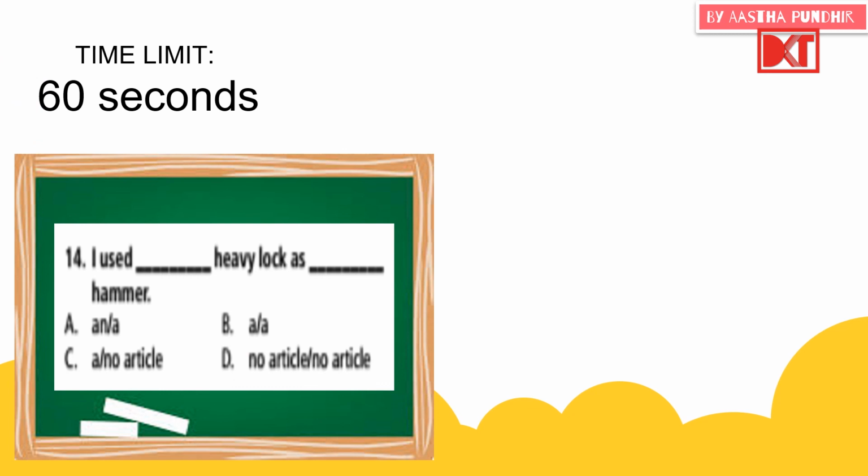Okay, now next we have I used dash heavy lock as dash hammer. Here we're just talking in general about both of these, heavy lock and hammer. We are not giving any general or specific reference. So we will use indefinite articles. Which one? Consonant sound. So a, and here hammer again consonant sound. So I used a heavy lock as a hammer. Alright.